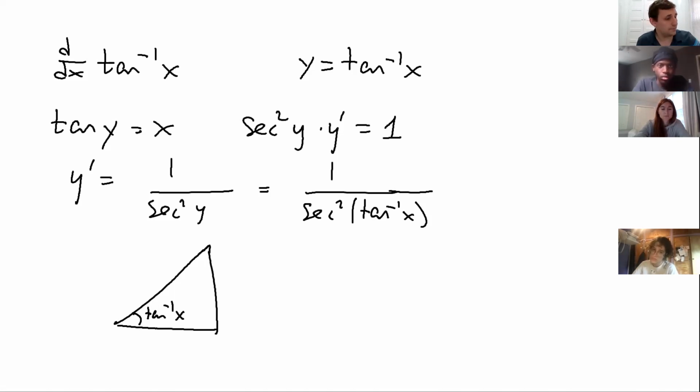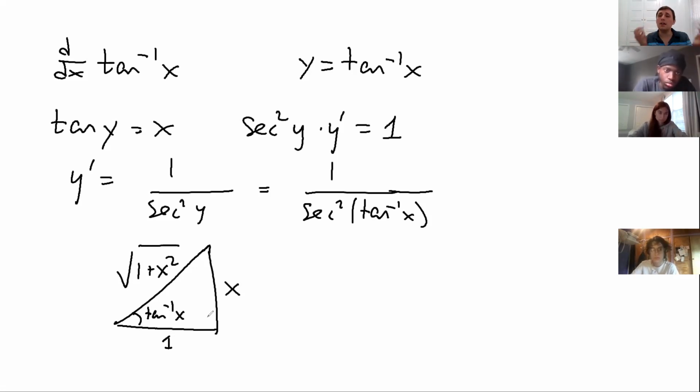Thank you, Alexandra. So x is the opposite side and 1 is the adjacent side. Everybody sees this, guys? Because we apply tangent to this angle. Applying tangent means calculate the ratio of opposite to adjacent. And the hypotenuse, just use Pythagoras theorem. So this is the square root of 1 plus x squared, right? The sum of the squares of the legs. Take the square root of that and you get the hypotenuse.